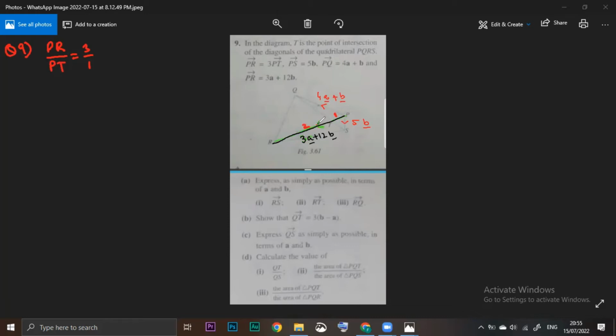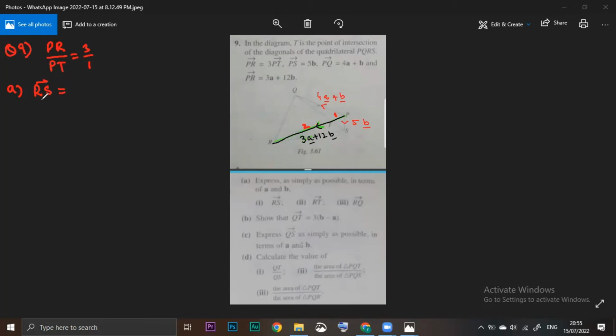This PR. Now, part number A is find out RS. RS. First of all, we will write down the components.